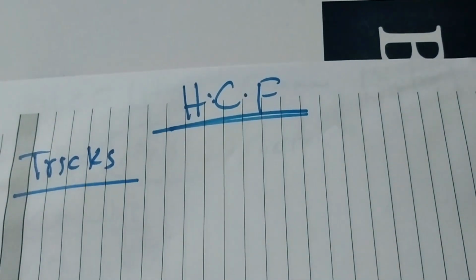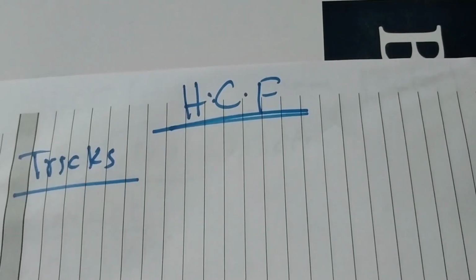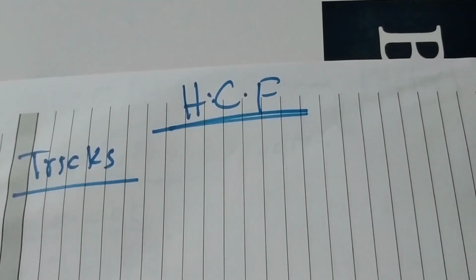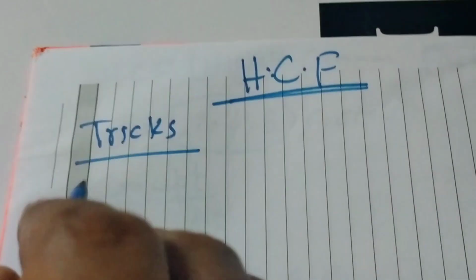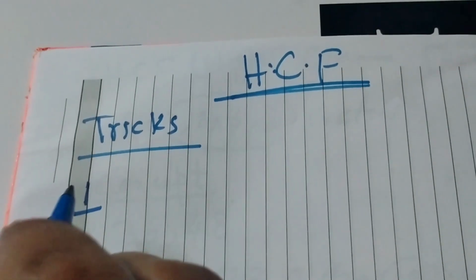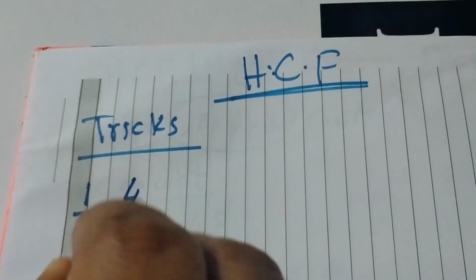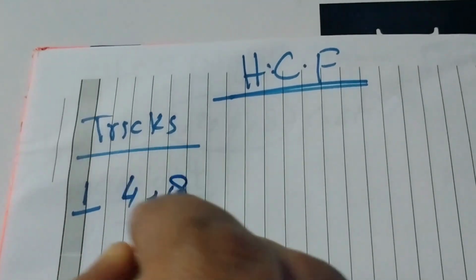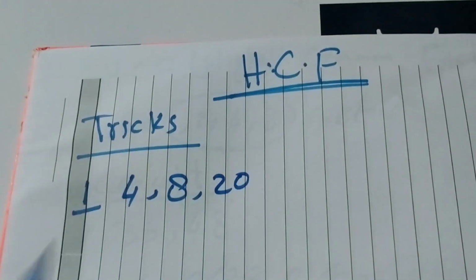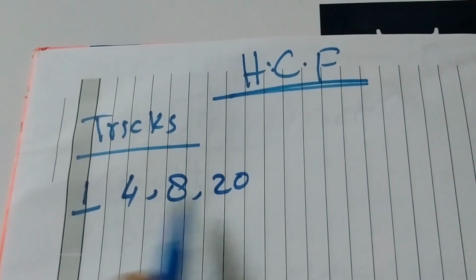So what are the tricks? What are the strategies or techniques of finding HCF just by seeing the number? So let's see. The first technique is 4, 8 and 20. I wrote some numbers, so these are 3 numbers.